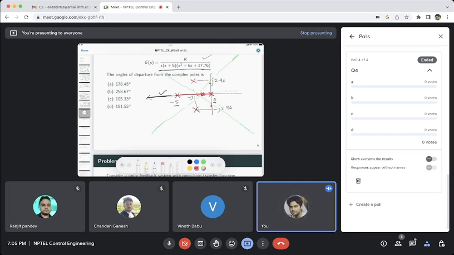So the angle of departure means some root locus will start from these two poles. And how this root locus will behave near this pole, it may go like this. So how it departs from that is called the angle of departure. So how to calculate this angle of departure?